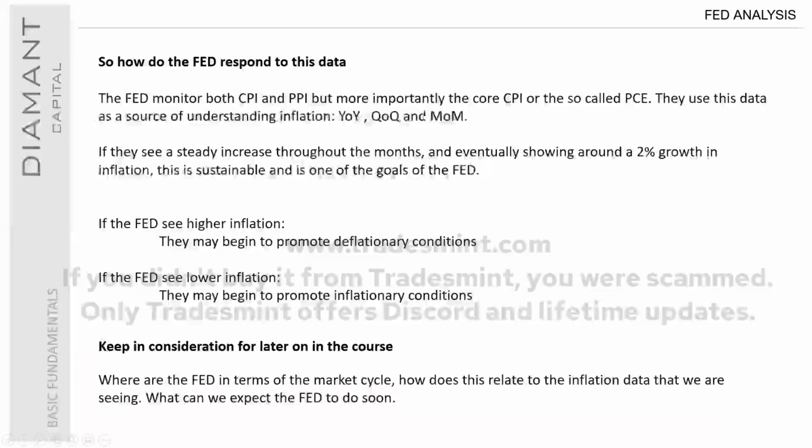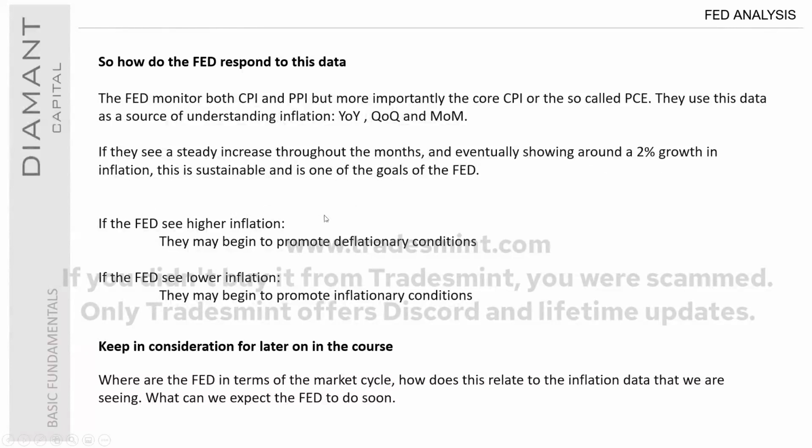They use this data as a source of understanding inflation year on year, quarter on quarter, and month on month. If they see a steady increase throughout the months and eventually showing around a 2% growth in inflation, this is sustainable and is one of the goals of the Fed. Every year, the Fed will set out some parameters and some targets that they want to aim for. Usually, they want to see a 2% growth in inflation throughout the year.